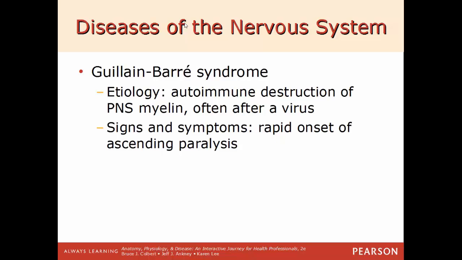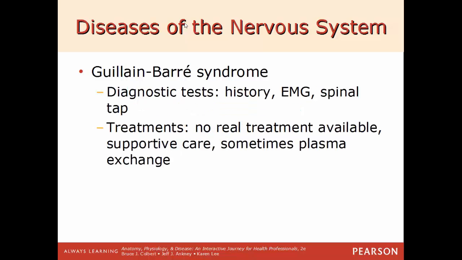Guillain-Barré, the etiology is autoimmune destruction of the peripheral nervous system myelin, often after a viral infection. Some signs and symptoms, usually a rapid onset of ascending paralysis. The diagnostic test, personal history, EMG, spinal tap. Treatments, there are no real treatments available, but you can have supportive care and sometimes a plasma exchange.